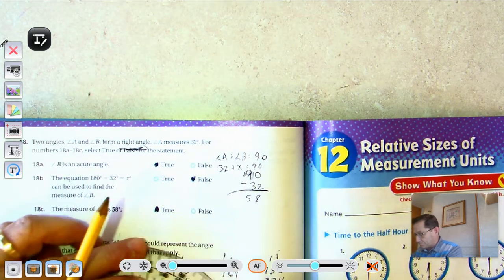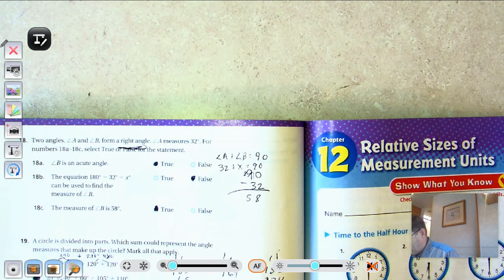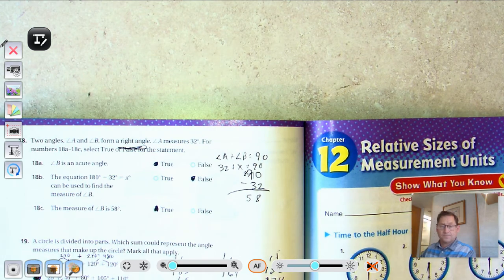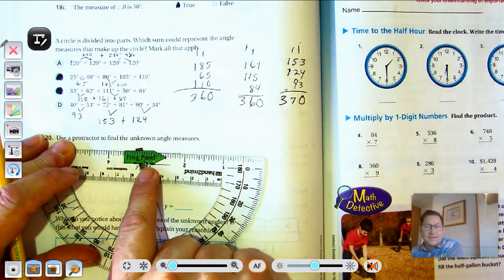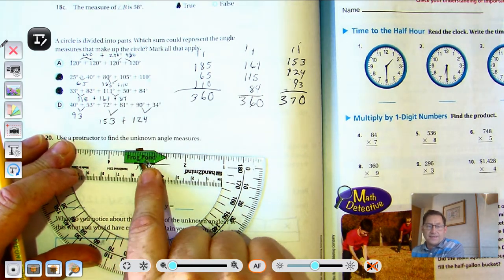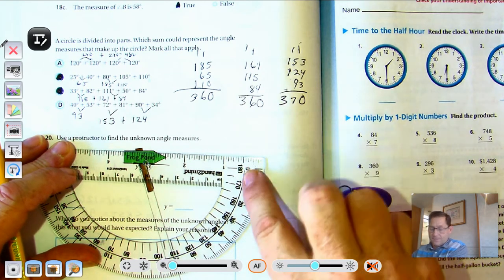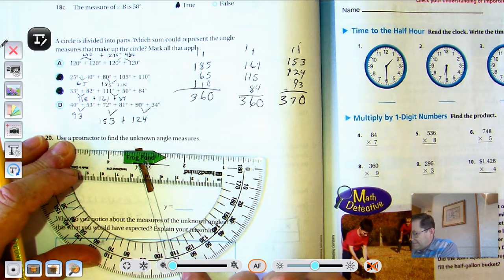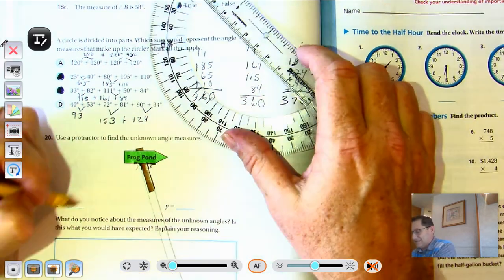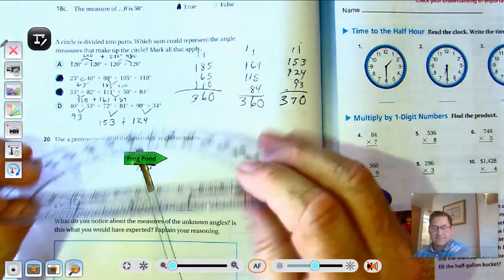All right. So this is 0. Okay, so I extended the lines. I put the center point on the vertex. Line up the ray with 0. So I'm going to use the outside scale. And it crosses at about 70, 71 degrees. Let's call it 70 degrees.